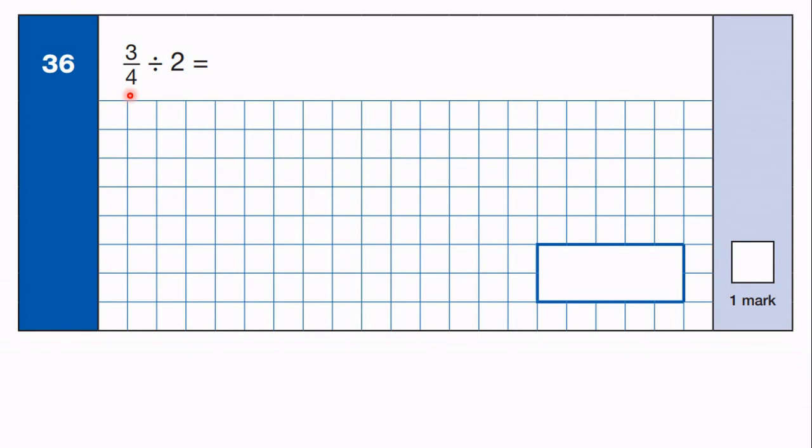Question 36. 3/4 divided by 2. To divide a fraction by a whole number, all we need to do is take the fraction and multiply the denominator by the number we're dividing by. And because 4 times 2 is 8, and our numerator stays the same, we get 3/8 as our answer.